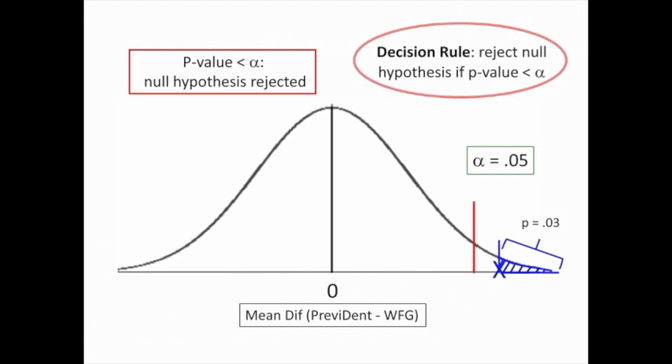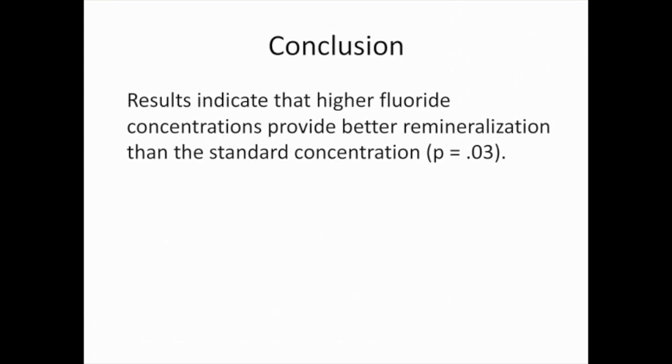The p-value is less than alpha, so the researcher rejects the null hypothesis. This means that the results are statistically significant. Also note that the mean difference falls in the rejection region. The evidence supports the research hypothesis. The researcher rejects the null hypothesis and concludes that higher fluoride results in better remineralization of root caries than the standard concentration.